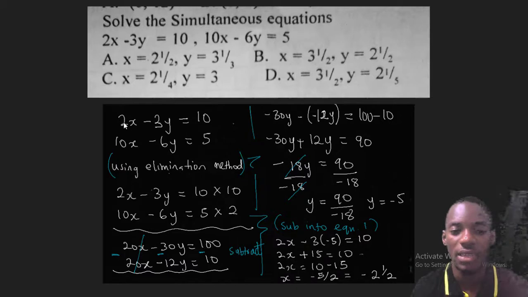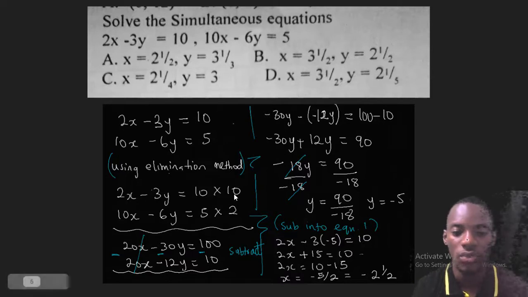Now the coefficient in the front here is 2, the one here is 10. So this 10 below will multiply up, while this 2 on top will multiply down. It will give me 2x minus 3y equals 10 times 10. Why 10? Because 10 is the coefficient below, and it will multiply the one on top. Then 10x minus 3y equals 5 times 2. Why 2? Because 2 is the coefficient on top, and it will multiply everything below.